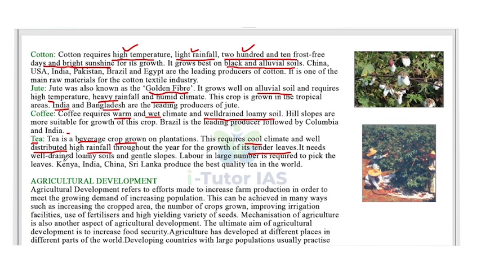It needs well-drained loamy soil and gentle slopes. Labor in large number is required to pick the leaves. Kenya, India, China and Sri Lanka produce the best quality tea in the world.